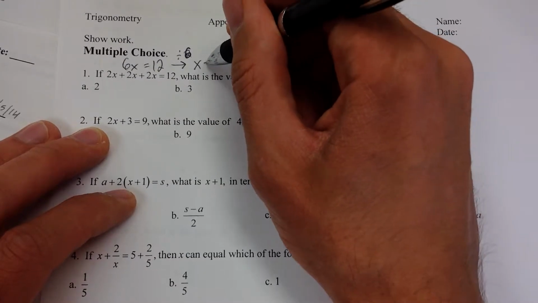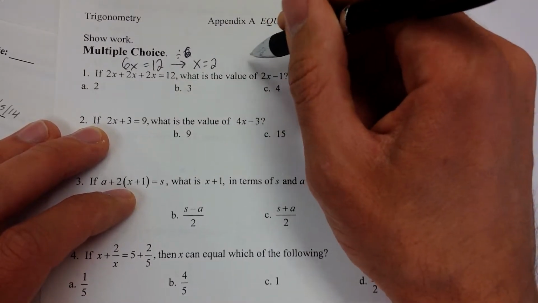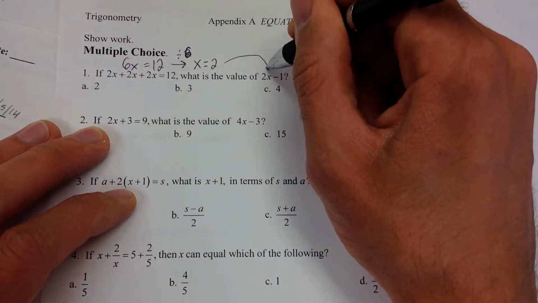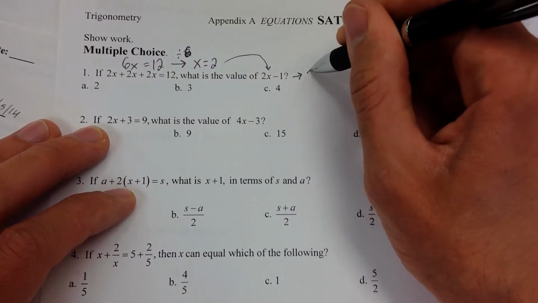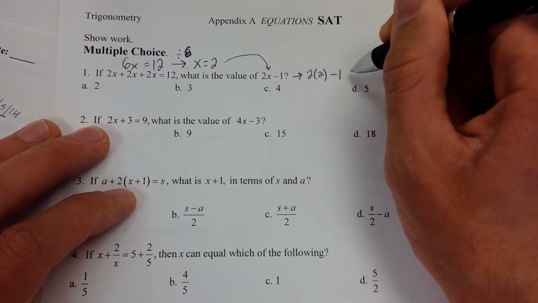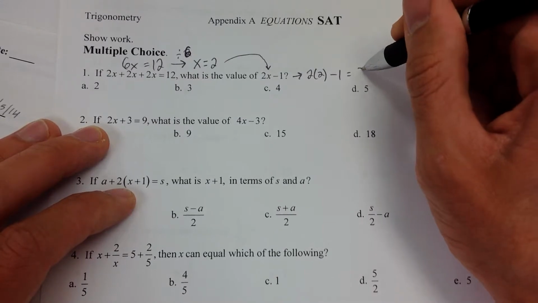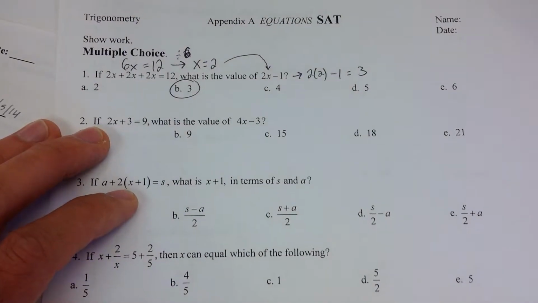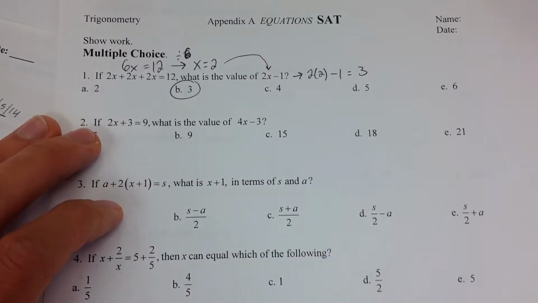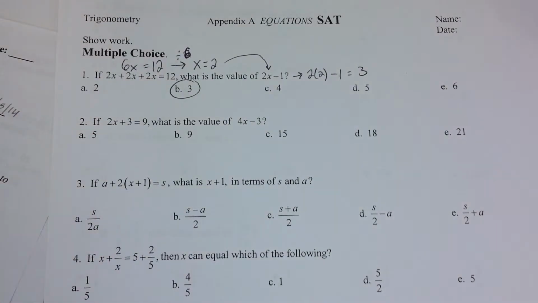Okay, so you get that x equals 2, and then you plug that in to this expression. And you get 2 times 2 minus 1 is 3. Choice B. Good. If you have a question, just stop me, otherwise I'll continue. Skylar. Yeah. Number 2. Guide me through your process.